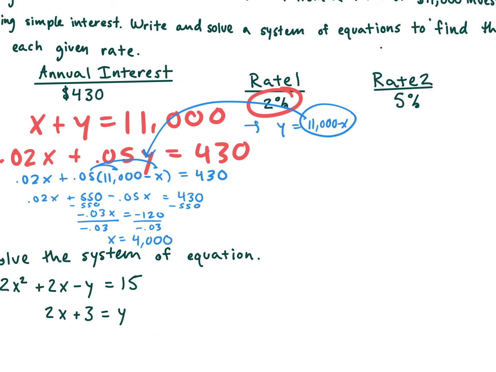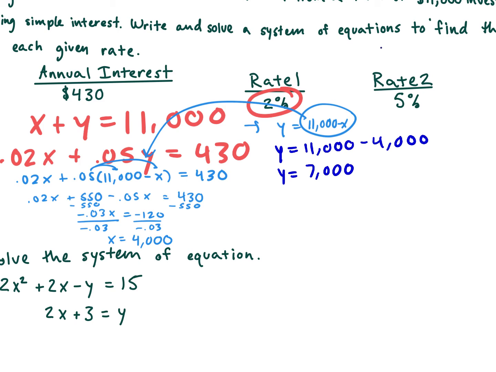So if x is 4,000, I can plug it into the top one to find y, or I can plug it into this one, so y is equal to 11,000 minus 4,000. So what does y equal? 7,000.